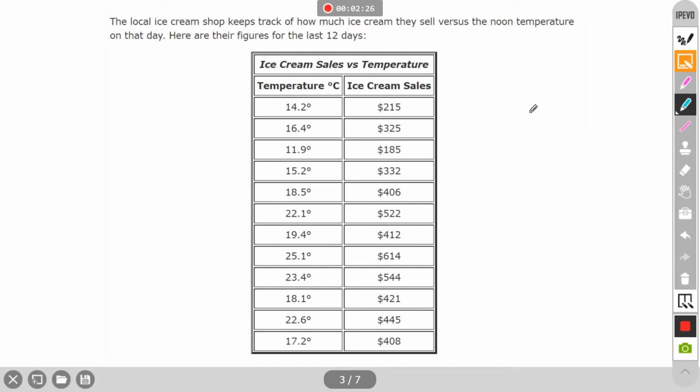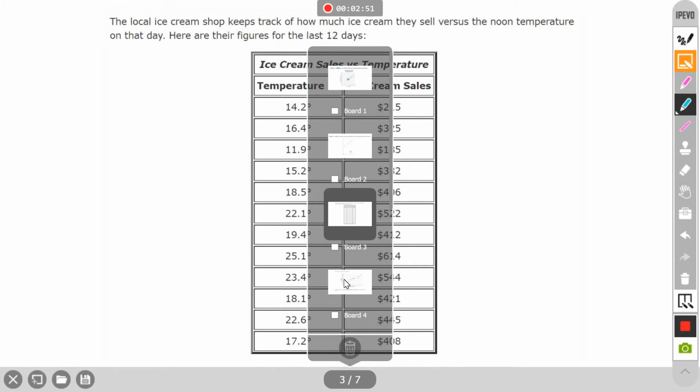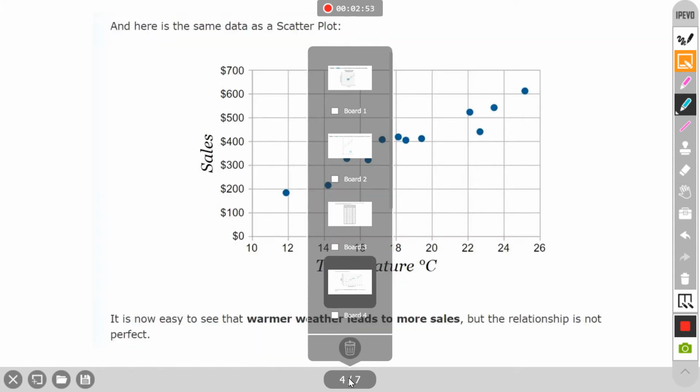They were looking to see if they could find any kind of trend when it came to the temperature outside versus the ice cream sales. Now, I know some of you are probably looking at this and going, who would want to eat ice cream when it's 14.2 degrees outside? Keep in mind that this is Celsius, so this is not in Fahrenheit. Here, these are our values as a table, and this is what it would look like as a scatter plot, plotting each of those points.